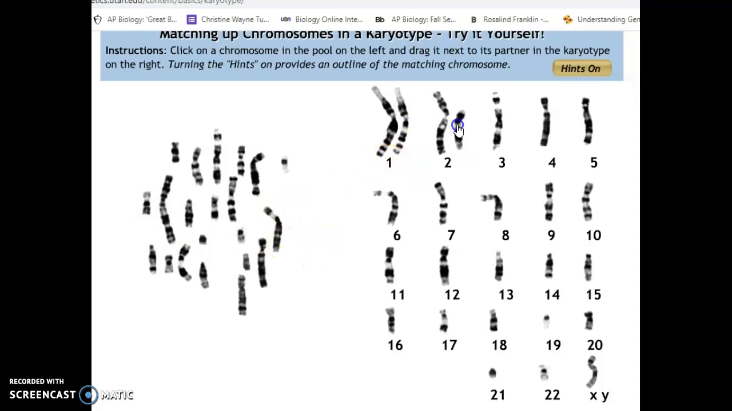Let me just do this one on purpose. If it is wrong, it'll go back. Okay, and then you can determine if this is a male or a female and see if there's any other conditions. So I just want you to give that a practice, okay? And then there's also a Google form or doc to do on karyotypes, and you'll be done for the day.